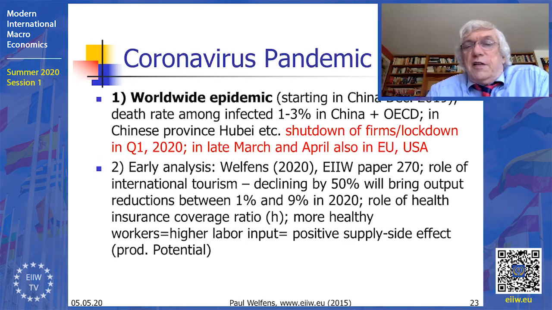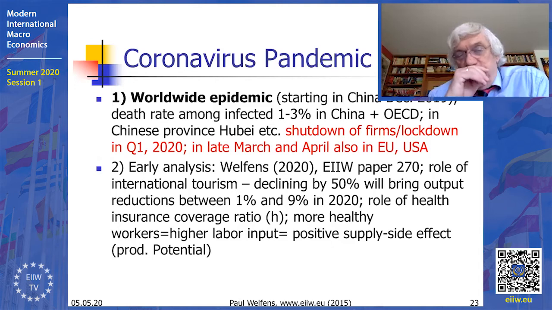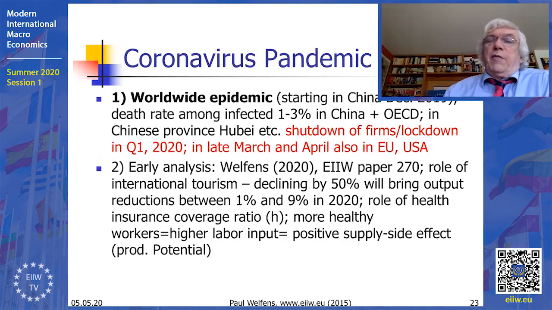So there is an interesting role of health insurance coverage ratio, as I have mentioned. More healthy workers means you have a higher labor input. This is a positive supply side effect, and it's good for the production potential. On the other hand, if you have a high share of infected people who all have to stay home, or maybe they are in hospital, or they might even die, then of course this has a negative effect on the effective labor input.